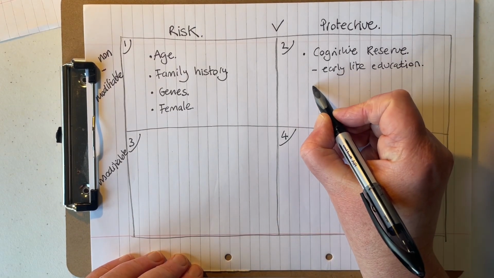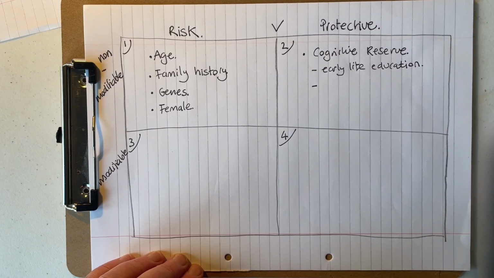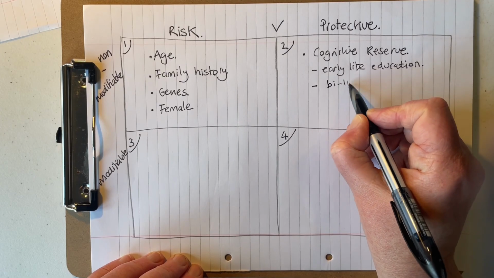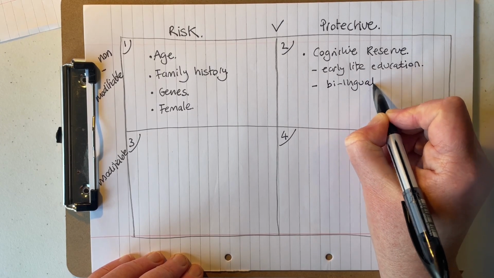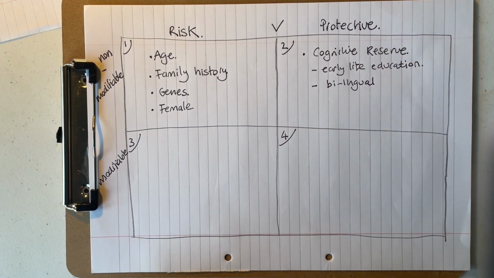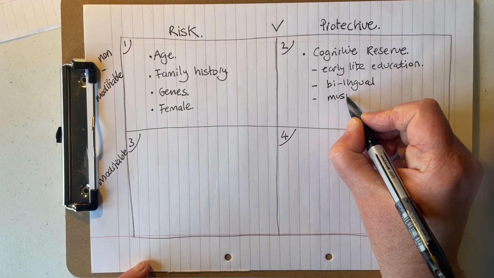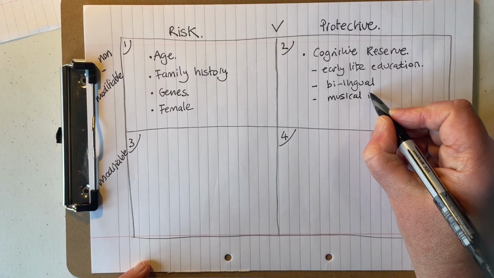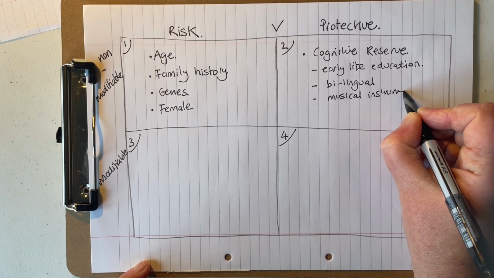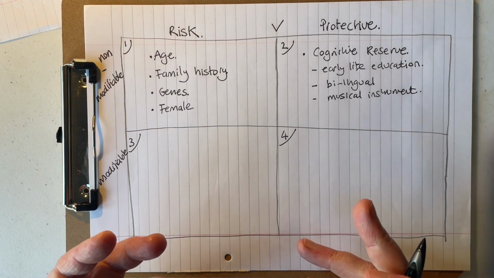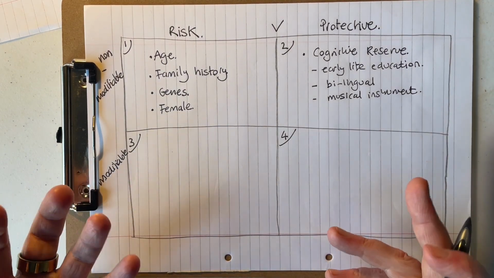And then if you're bilingual, then you would have a higher level of cognitive reserve. If you can play a musical instrument, so these are all things that build up the strength of the neural connections in your brain.